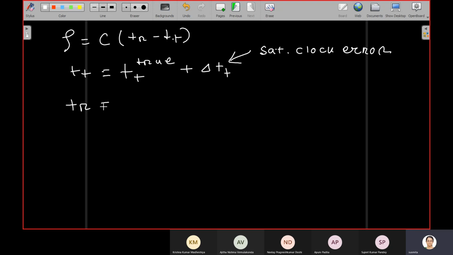Then TR has several components. This TR true would be the reception time had there been no error, no atmosphere. The signal travels from the satellite to the receiver at the speed of light. Then this would be the true receive time. Now since we use the receiver clock to find this time, the error of the receiver clock gets added to it. This is the receiver clock error.